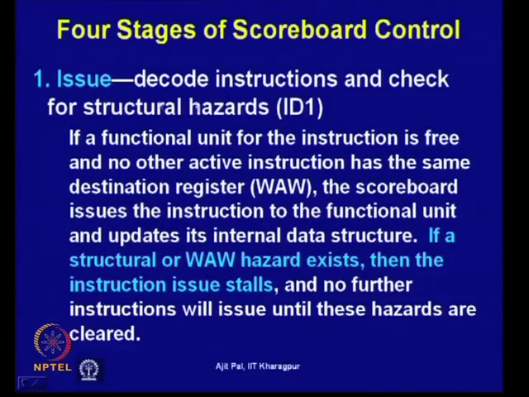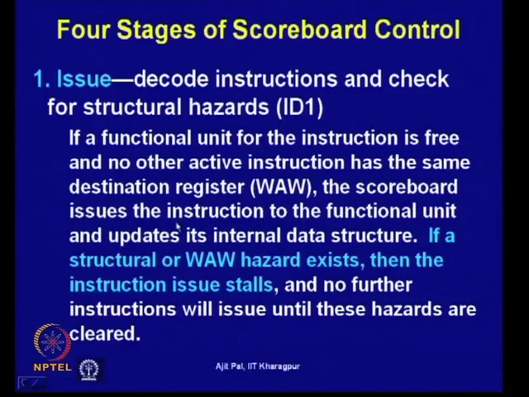Number one is issue: it decodes instructions and checks structural hazards, as I have already told. If a functional unit for the instruction is free and no other active instruction has the same destination register, that means it keeps track of the already issued instructions, and if an already issued instruction has a destination register which is a source register of a particular instruction, then it is stalled. So, the scoreboard issues the instruction to the functional unit and updates its internal data structure. If a structural or WAW, write after write, hazard exists, then the instruction issue stalls. As I told, the solution for this scoreboard is essentially stalling, and no further instruction will issue until these hazards are cleared.